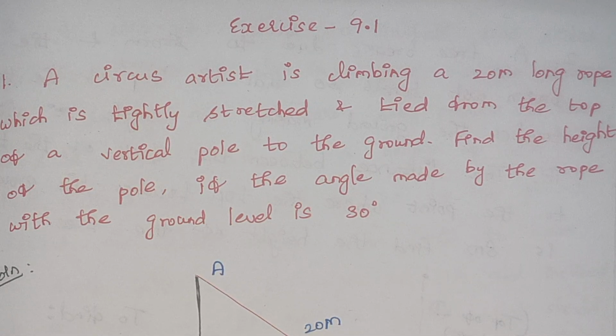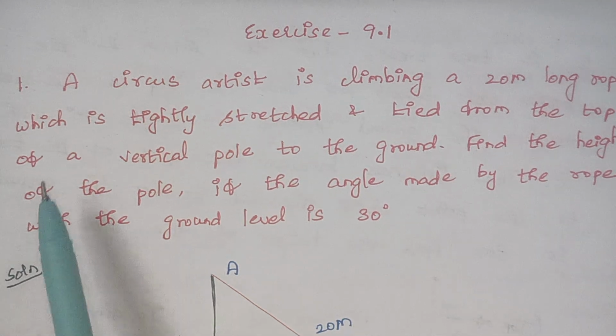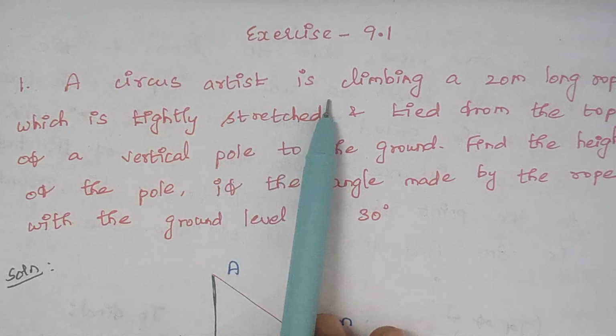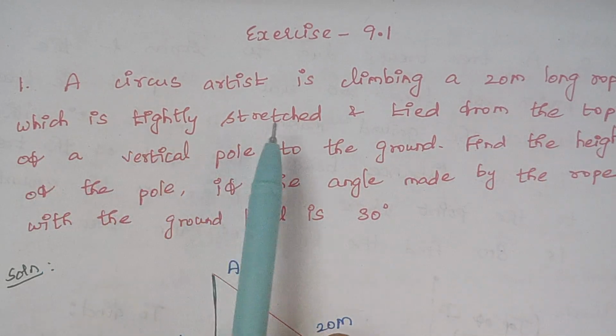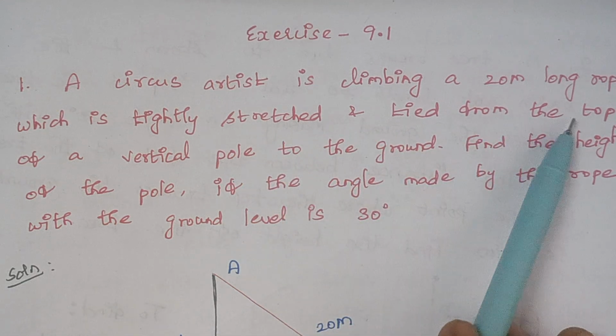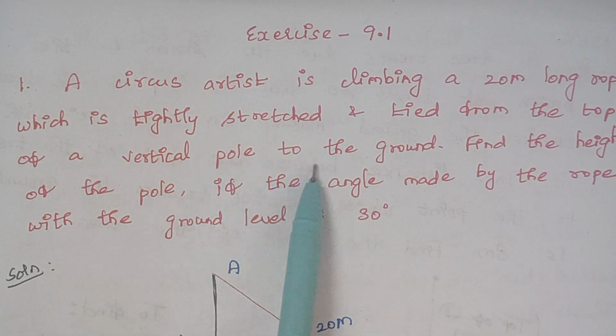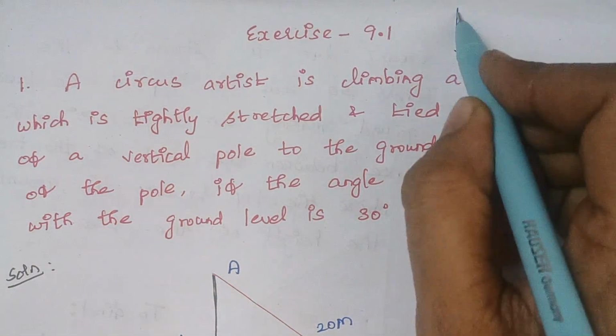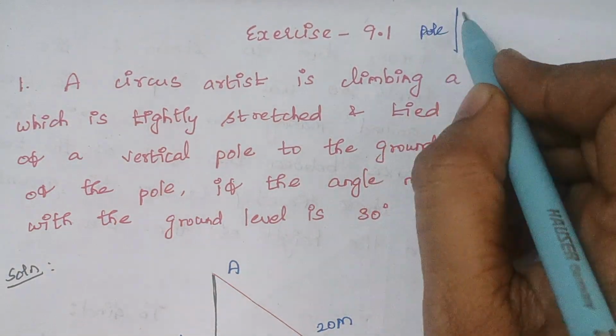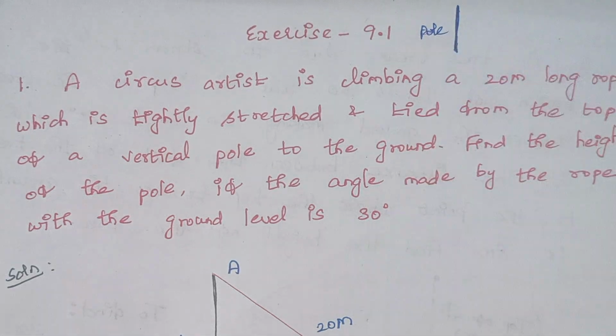Today we are going to solve problems in exercise 9.1. The problem number 1 is a circus artist is climbing a 20-meter long rope which is tightly stretched and tied from the top of a vertical pole to the ground. So here we are having a pole, right? It is a vertical pole. So just draw a pole like this.